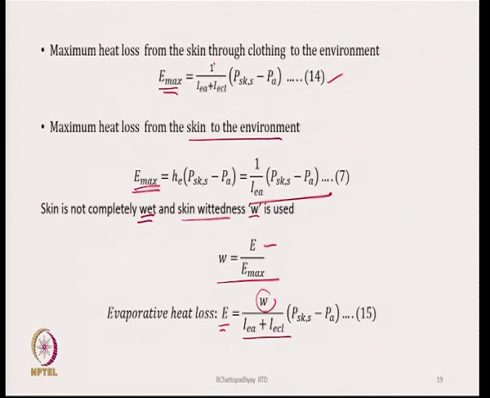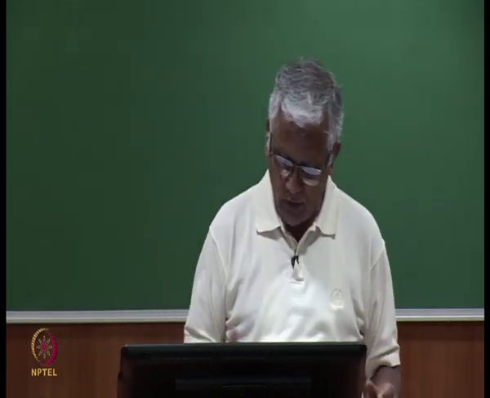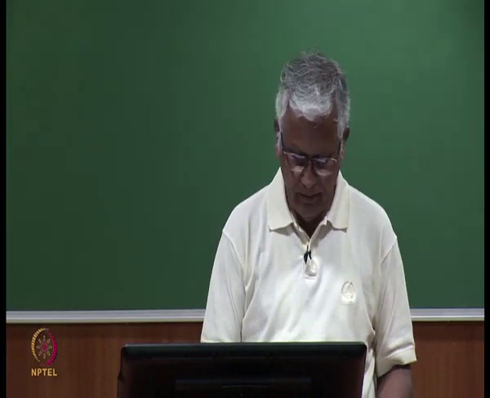The numerator gets replaced, and there is one parameter which will come now, W. W is going to be the skin wettedness factor. So, when the skin is completely wet, W is going to be 1, otherwise there will be some value of W, maybe it is 70% wet, or 30%, or 80%. Accordingly, the W value will vary.